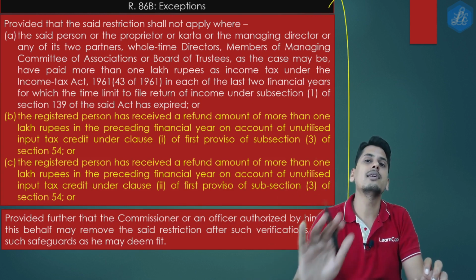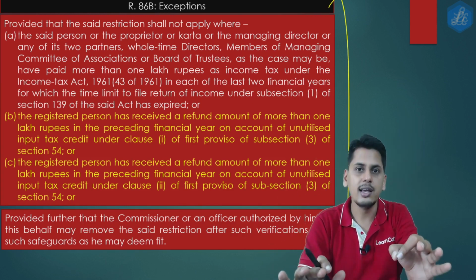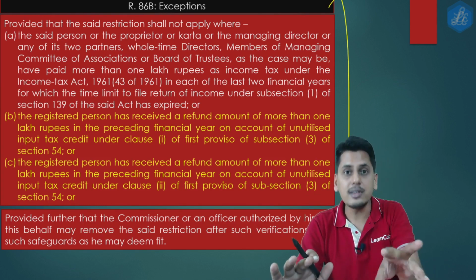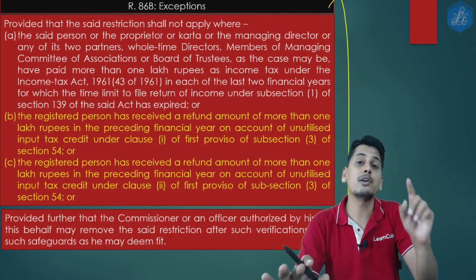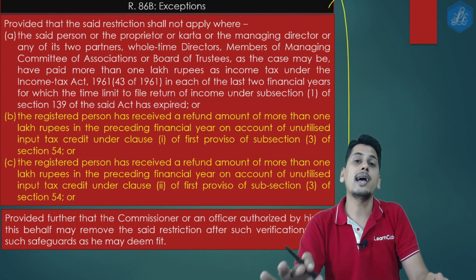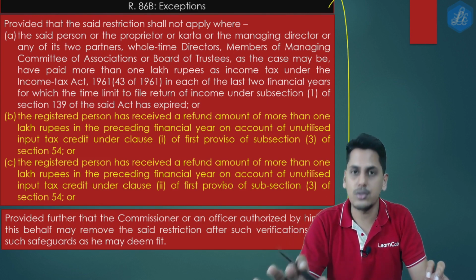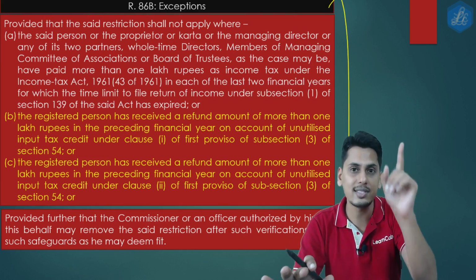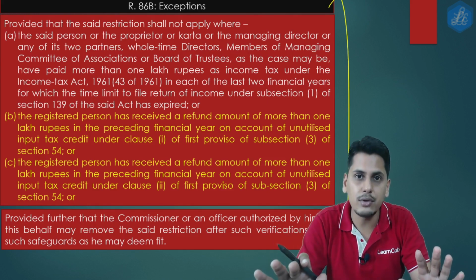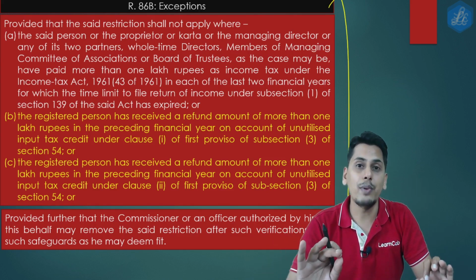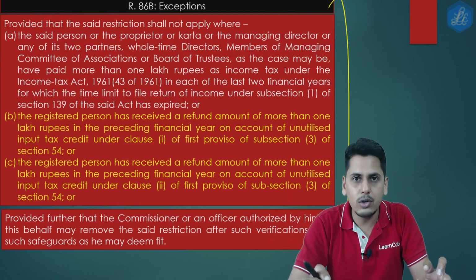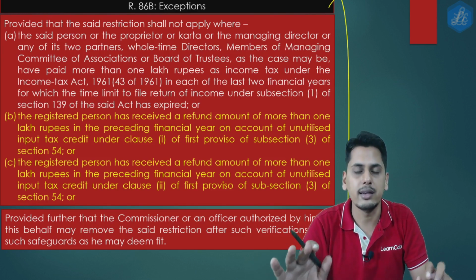What do we mean by inverted duty structure? The rate of tax on inputs is greater than on outward supplies. In this example, of course, input tax credit was getting accumulated, but we cannot call the tax structure inverted duty because the rate of tax on inputs was not greater than the rate of tax on outward supplies. The rate of tax on input services was greater than the rate of tax on outward supplies. It was not a case of inverted duty structure. There was no specific relaxation given in this case. An application needs to be made to the proper officer to get Rule 86B relaxed.